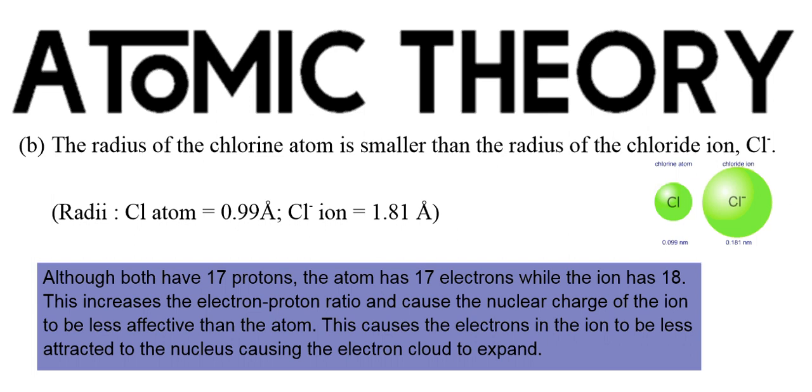This increases the electron-proton ratio and causes the nuclear charge of the ion to be less effective than the atom. This causes the electrons in the ion to be less attracted to the nucleus, causing the electron cloud to expand. So I'm trying to discuss that although it has the same nuclear charge, those protons can't hold the 18 electrons in as well as the 17.